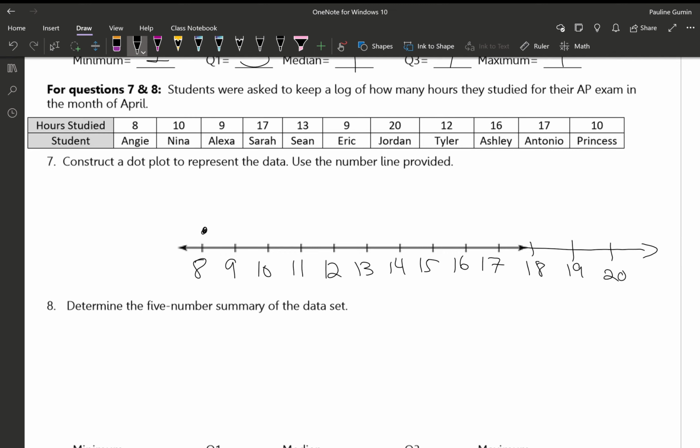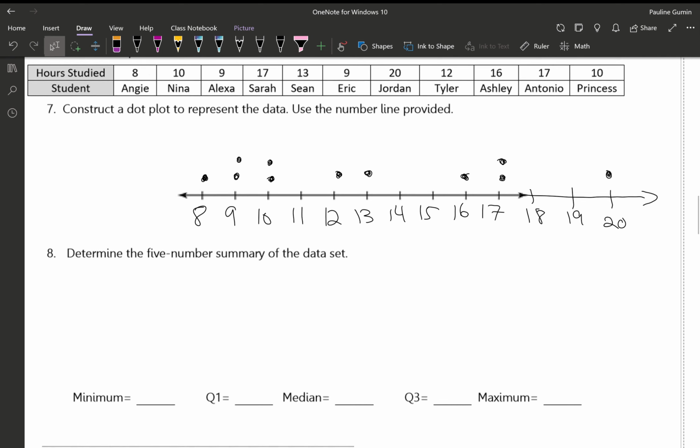We've got Angie, Nina, Alexa, Sarah, Sean, Eric, Jordan, Tyler, Ashley, Antonio, and Princess. Okay, wonderful. I have my dot plot. Number 8 says to determine the 5-number summary. I'm going to write my dot plot as a list. It's organized, smallest to largest.